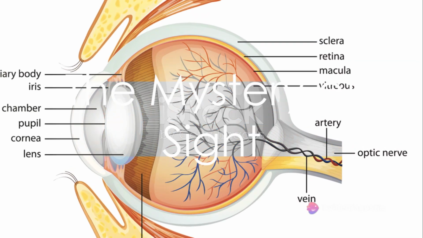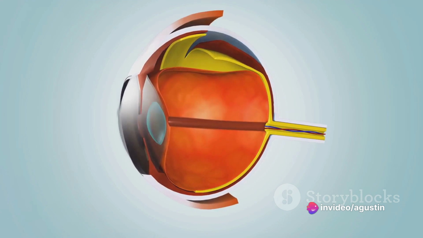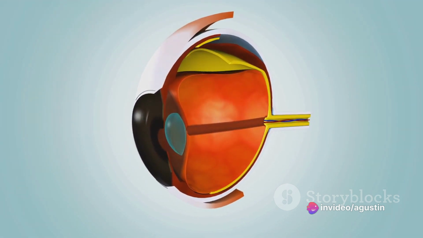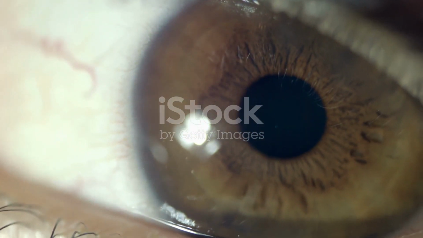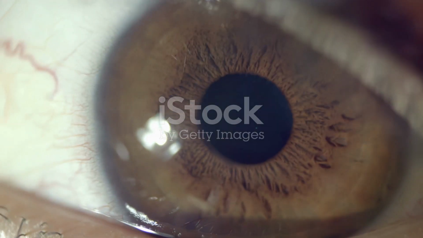Ever wondered how we see the world around us? How does the human eye, a small yet complex organ, make this possible? Well, let's unravel this mystery together. Our eyes, just like a camera, are designed to capture and process images.